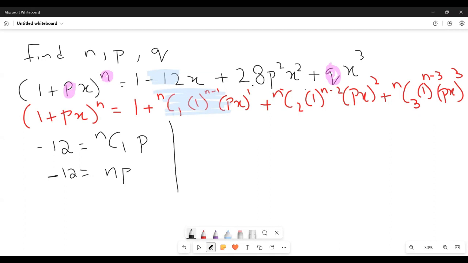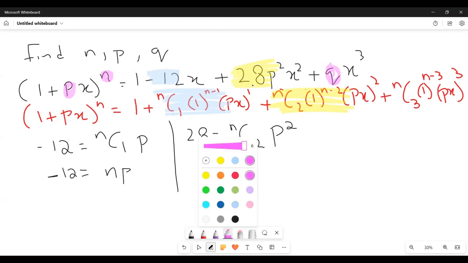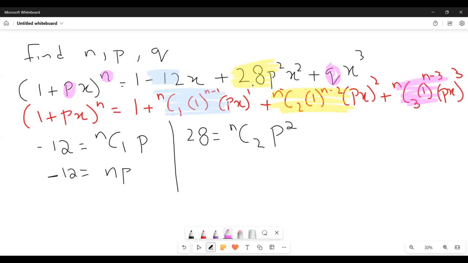Now let's compare the coefficients of x squared. The x squared coefficient is 28p squared, and the x squared coefficient we got is nC2 p squared. So 28p squared equals nC2 p squared. And then lastly, the coefficient of x cubed is q, and the coefficient of x cubed that we got is nC3 p cubed. So q equals nC3 p cubed. Okay, now how do we find the values of n, p, and q?